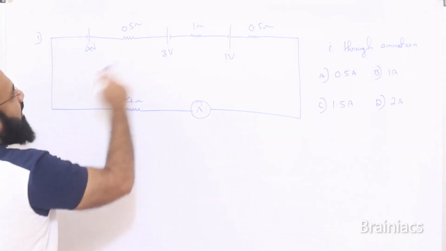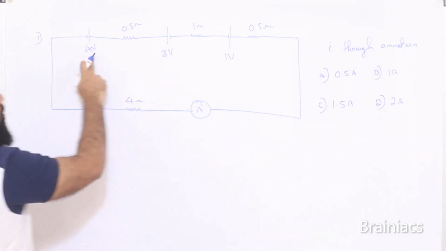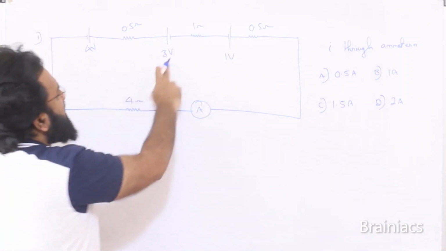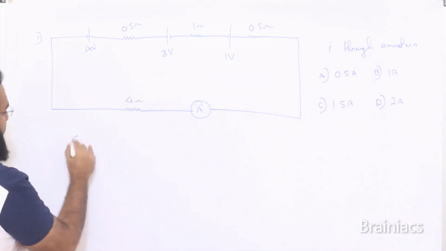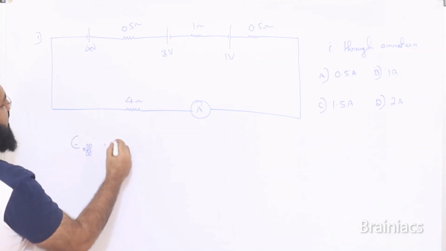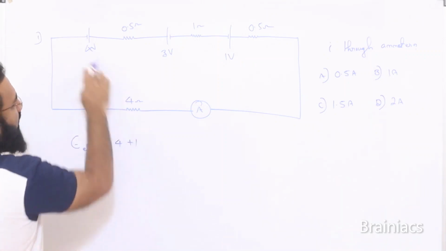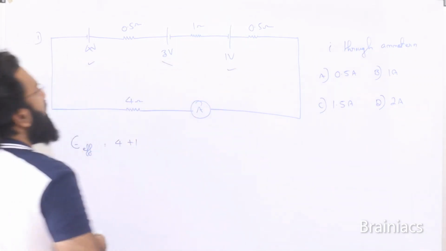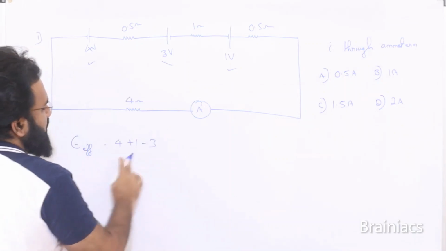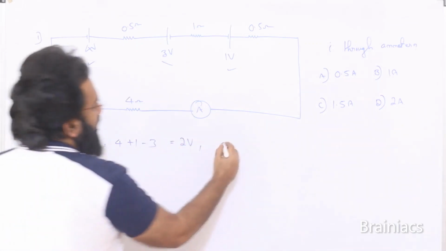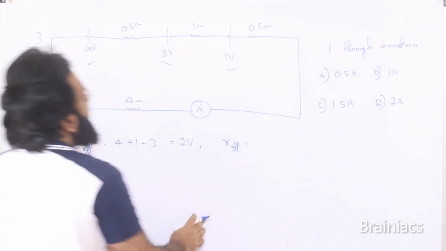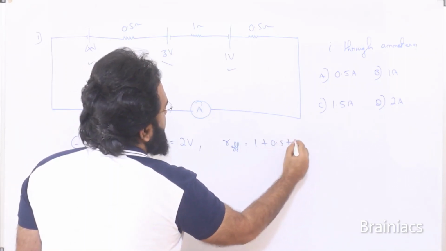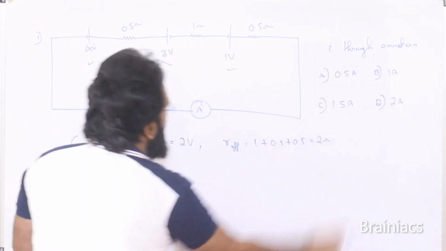So how can we take this? Which are all in the same polarity? The 4 volt and this 1 volt are in the same polarity, and this is the opposite polarity. So the effective EMF is nothing but 4 plus 1, they are at the same polarity, and this is in the opposite polarity, minus 3. So this is going to be 2 volt. What is R effective? These three we can add. This will become 1 plus 0.5 plus 0.5 is equal to 2 ohm.